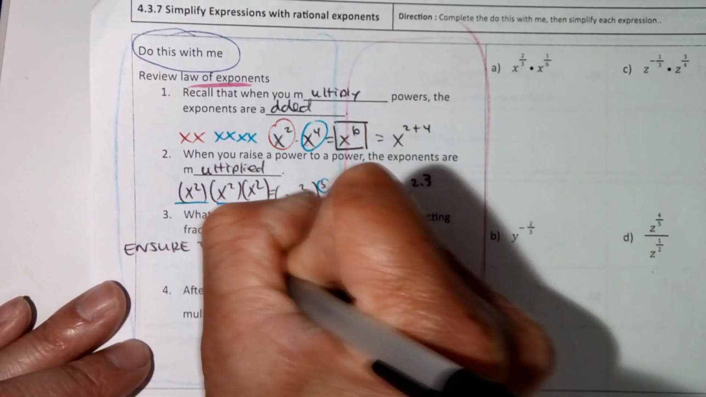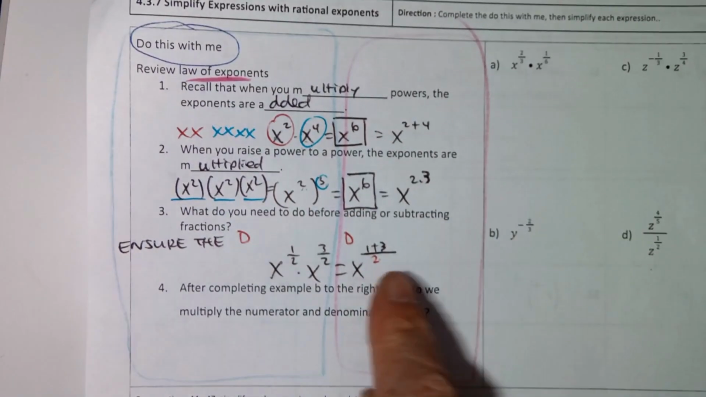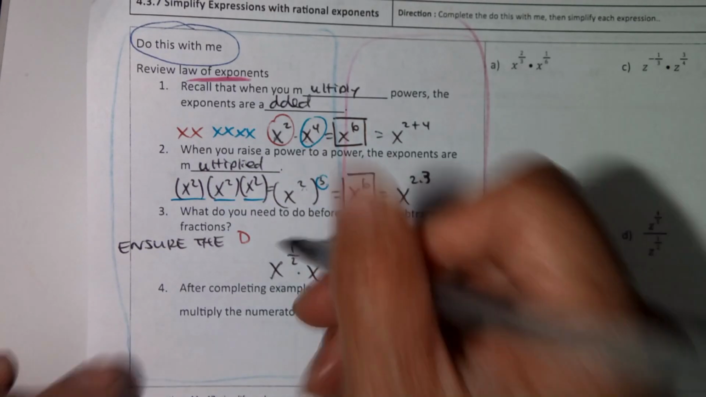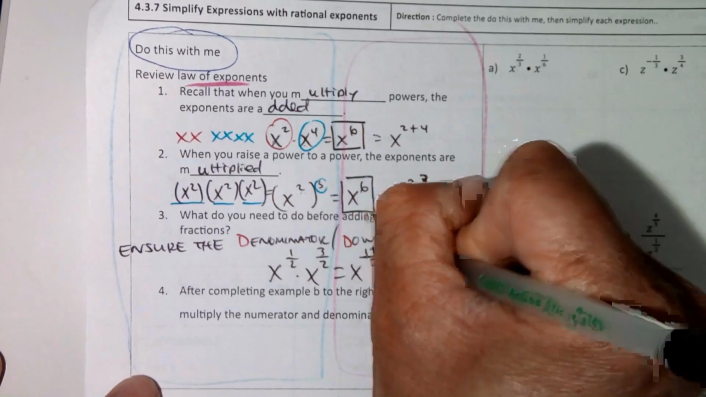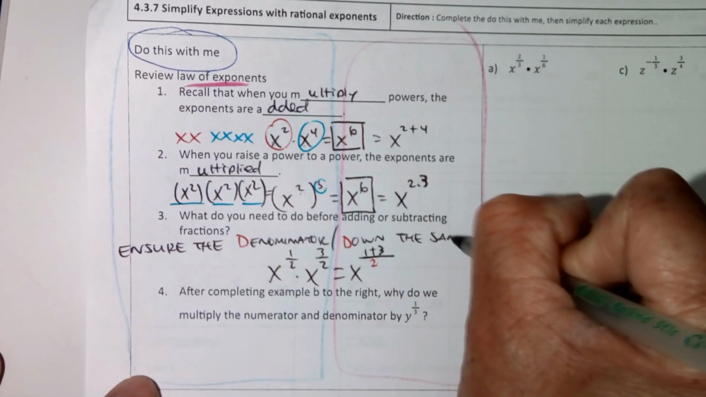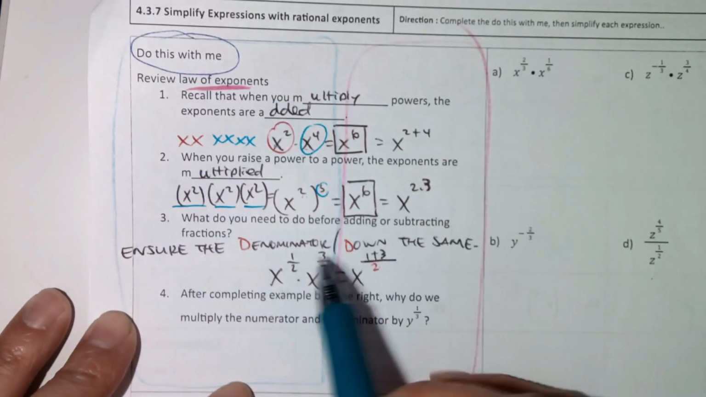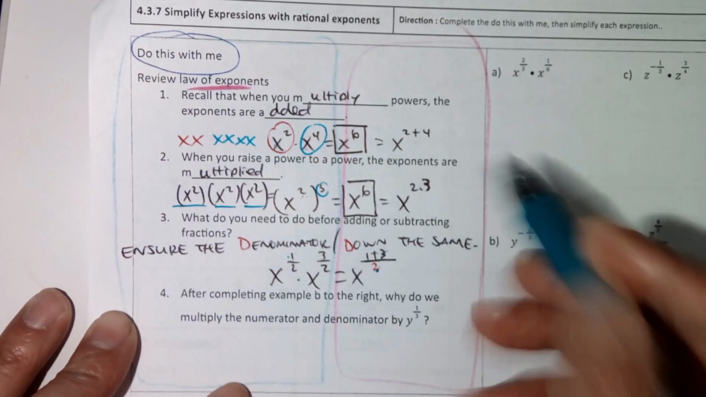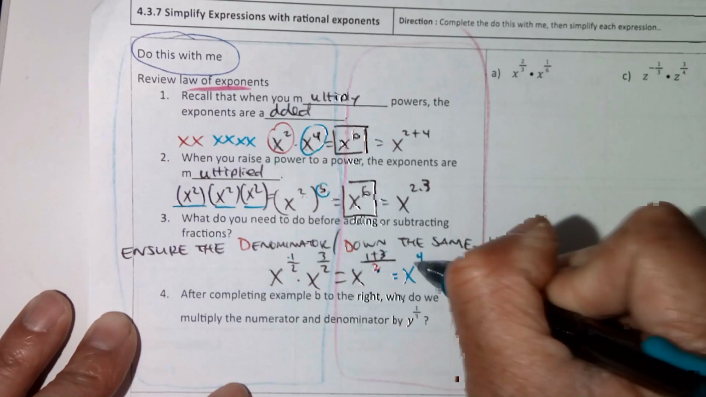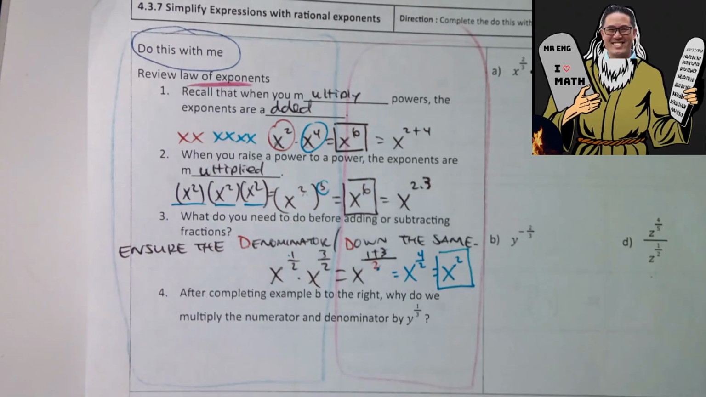So, number 3, ensure that the denominator there in red, which is the down part of the fraction, is the same. That's the only way you can add fractions. So notice I have a 2 there, they're the same, common denominator. So this would be x to the 4 over 2, and 4 over 2 can be reduced to just 2.